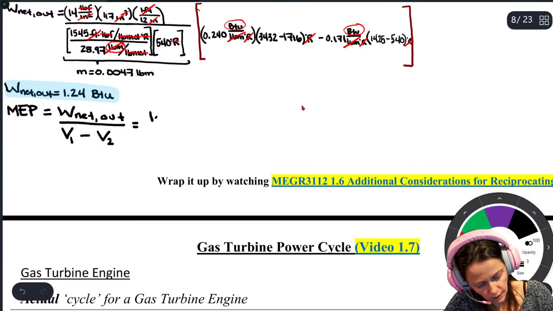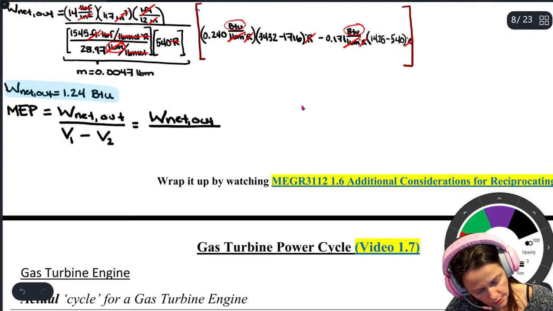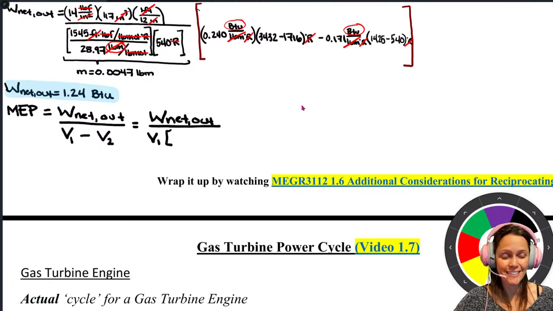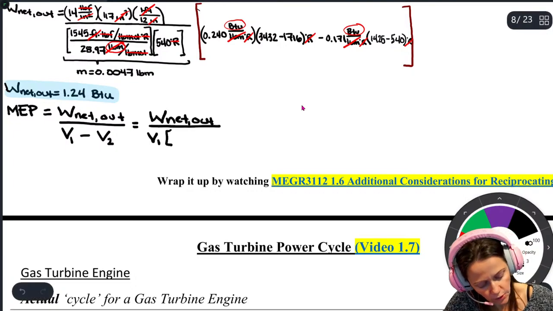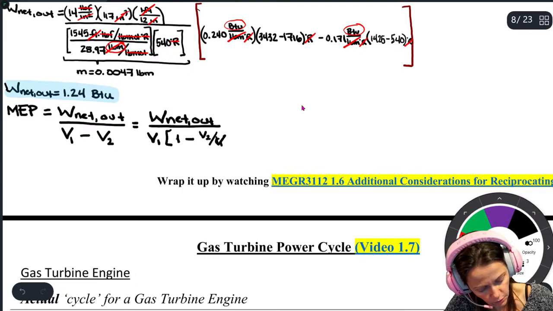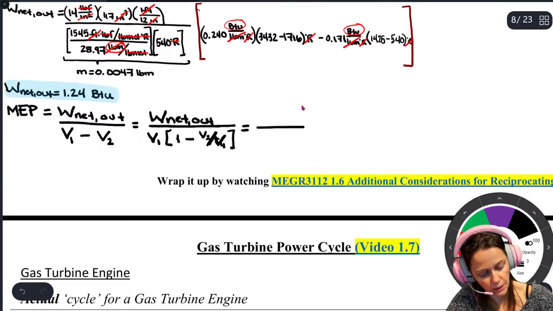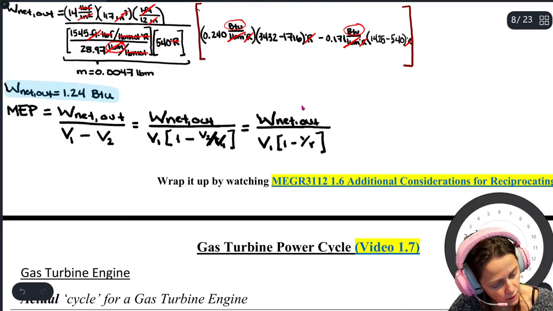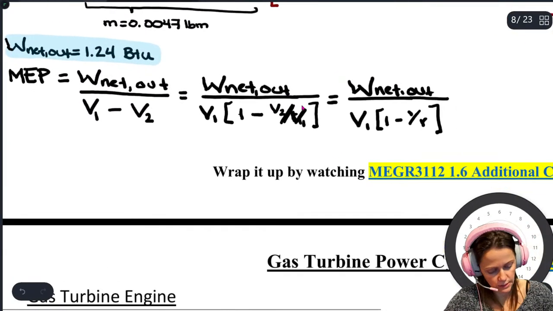And what I'm going to do is put that in terms of just V1, because I happen to know that, that's the 117 inches cubed, right? So this is going to be 1 minus, and then I'm going to make this V2 over V1. The reason is because V2 over V1 is 1 over R. And that just makes things a little bit cleaner. Okay. Perfect.